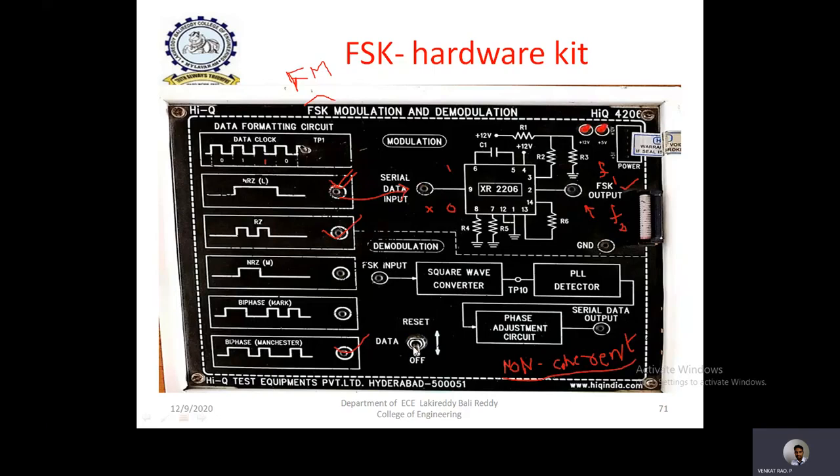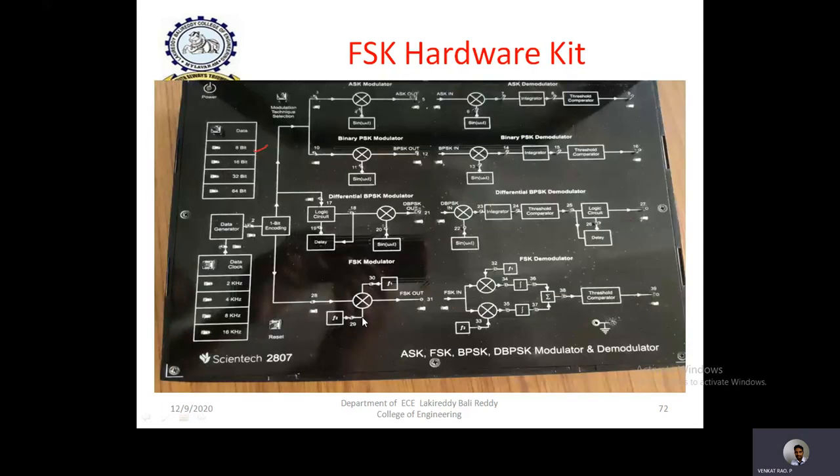Otherwise, by default, we can keep this in the off state. Now, if you want to do an experiment on this kit, it is very simple. The block is given directly here and no connections are required. You can directly observe the outputs. Here F1 and F2 are already connected to this multiplier, and this is the input digital data coming. So you can directly observe the FSK output here and the demodulation here.